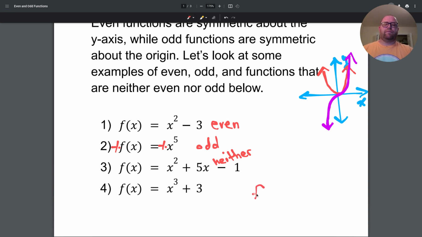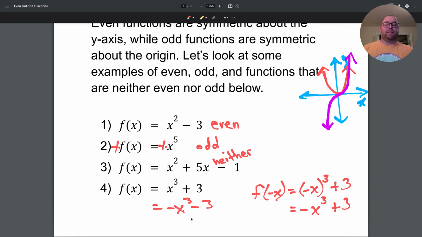So if we do f of negative x, we get negative x cubed plus 3, and that becomes negative 1 times x cubed plus 3. Does that equal f of x? No. Does that equal negative 1 times f of x? Well, negative 1 times f of x would be negative x cubed minus 3. So no, it doesn't equal that either. So this is also neither here.